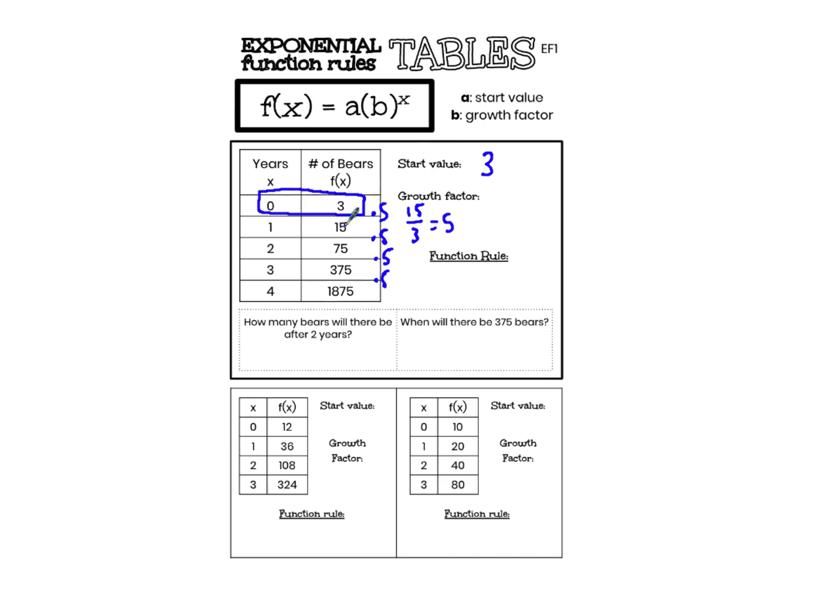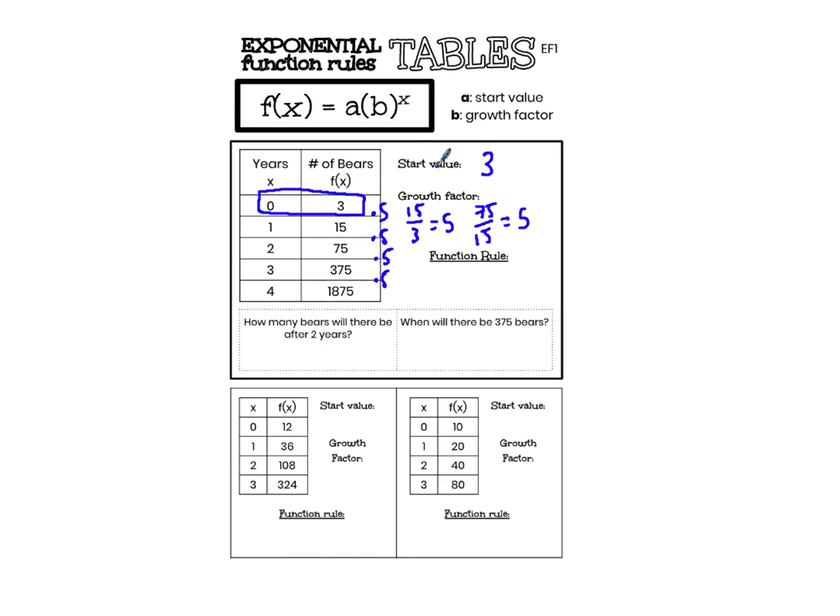I can find the growth factor using any 2 consecutive rows in the table. So I could have done 75 divided by 15. 75 divided by 15 is also 5. I could have done 375 divided by 75, that's 5. Or 1,875 divided by 375, that is also 5.